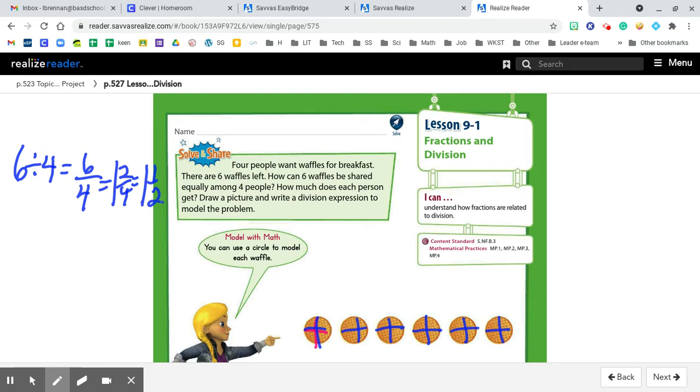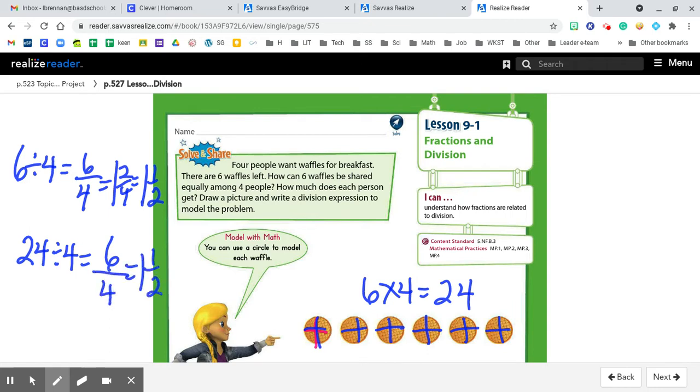You could also say we have 6 waffles with 4 pieces in each. So we have 24 waffle pieces. And if you have 24 pieces and you want to divide them between 4 people, they're each going to get 6 pieces or 6/4 of a waffle again, which is 1 1/2. Well, a couple different ways you can do that. So let's move on.